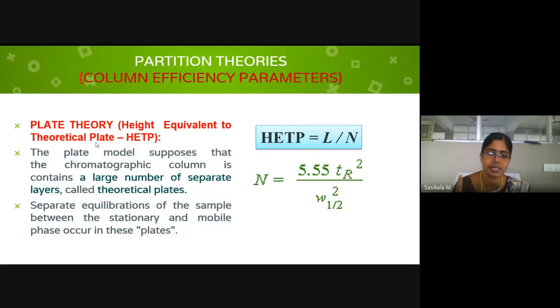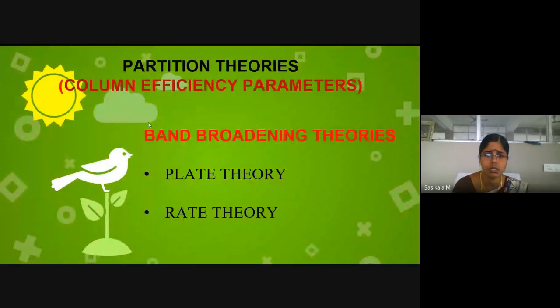Plate height we have discussed under HPTLC and TLC, right? Where you have discussed what plate height is. Even if you have a doubt, the plate height is nothing but HETP. What is HETP? Height equivalent to theoretical plate. It is the most important term in chromatographic analysis. Okay, so it is covered under band broadening theories, which come under column efficiency parameters under partition theories. First we'll see what plate theory is.